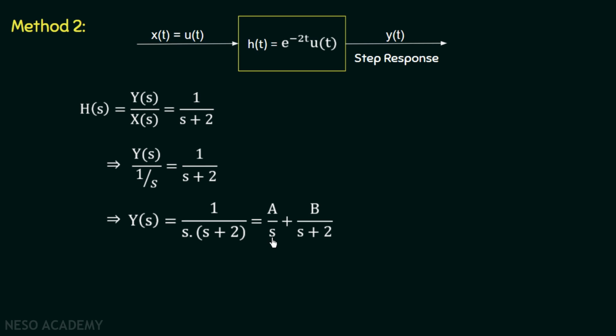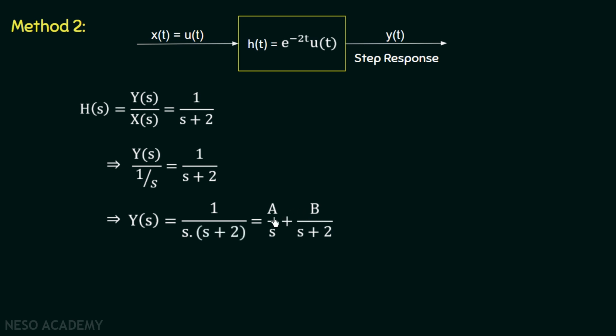So let me give you one method which is called the cover-up method, by which we can directly find out the values of A and B in the partial fraction. If you want to find out the value of B, just put s equal to minus 2 and cover this term. So we will have s equal to minus 2 and we will have the value of B equal to minus 1 over 2.